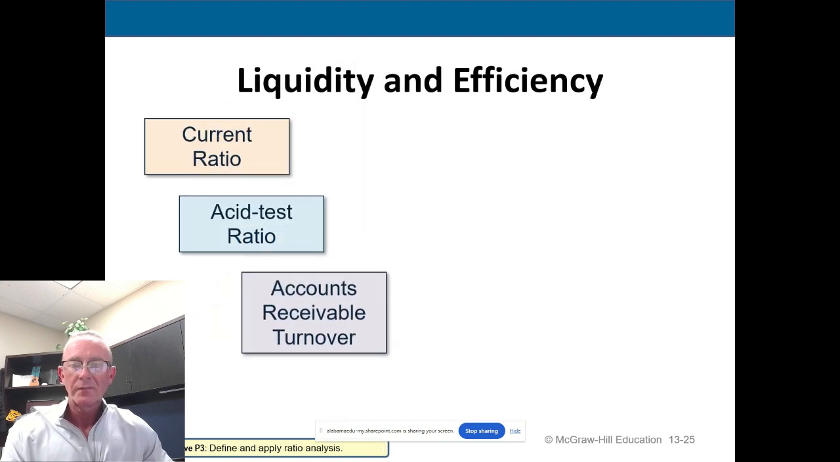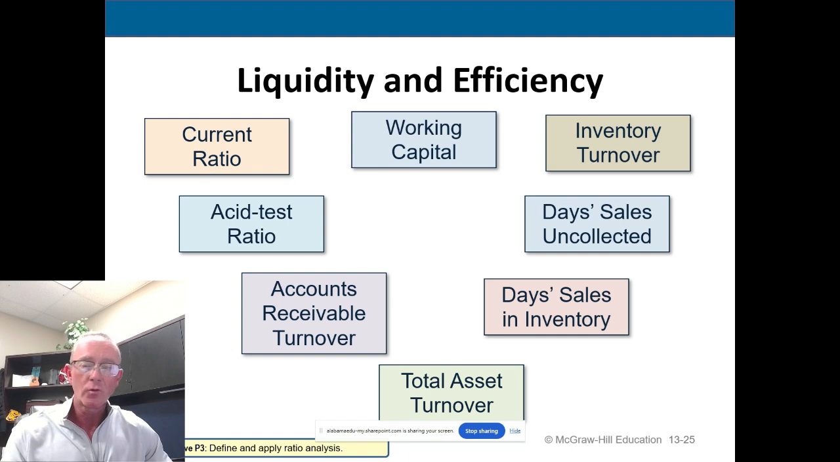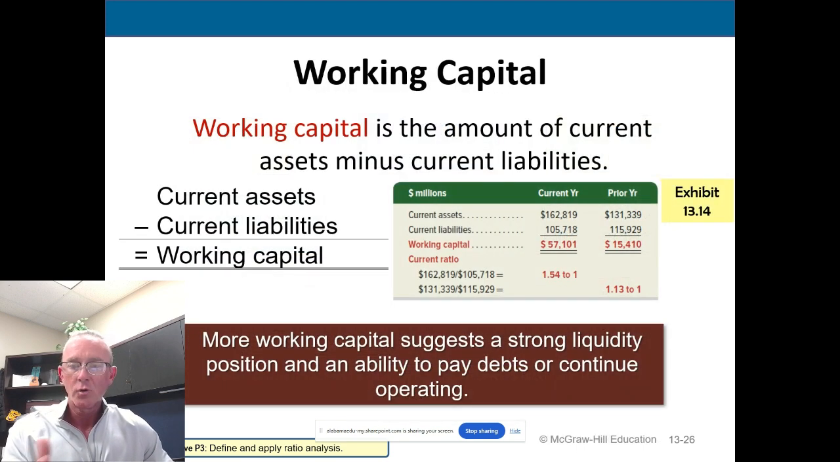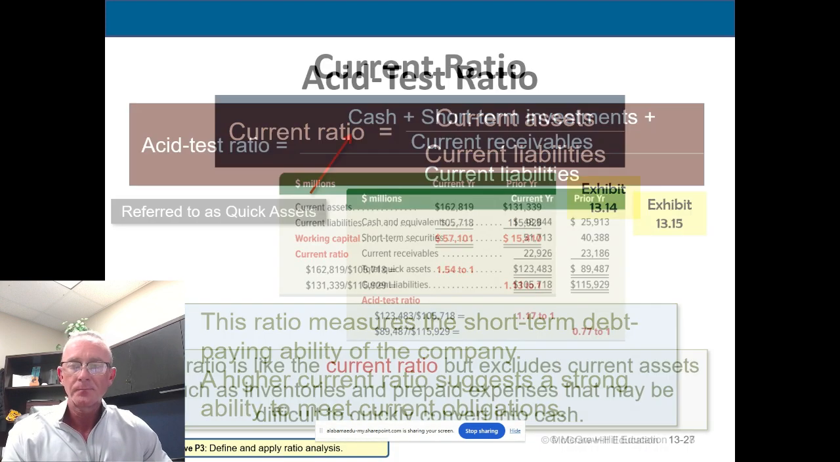All right. These are the ratios for liquidity and efficiency. We've talked about all these before, whether it's in 241 or 242. We've never had a test on them because we're trying to build the information to be able to use these ratios. All right. Working capital we've talked about before. This one is the same information. It's just current assets over current liabilities instead.